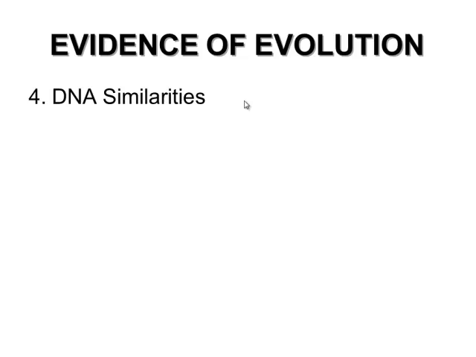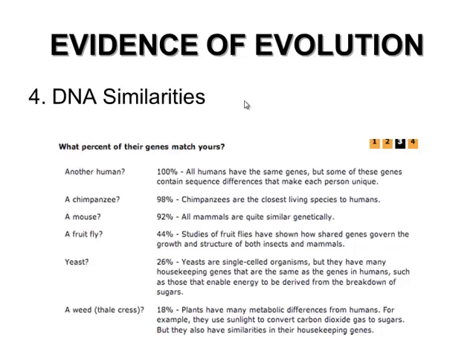Our 4th piece of evidence for evolution is DNA similarities, or comparative biochemistry. We talked about this when we watched The Code of Life earlier this semester. We have 99.9%, it's not 100%, but we have a lot of our DNA in common with other humans. We're very similar to each other.